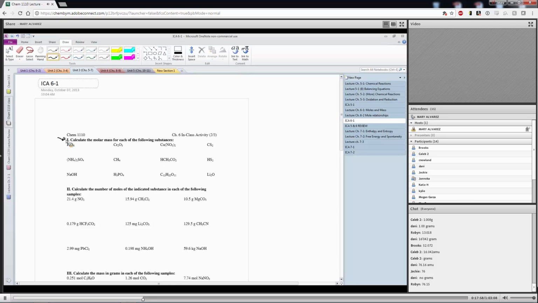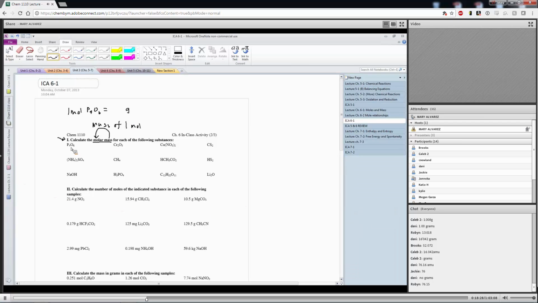Okay. So if we go to our in-class activity sheet, 6.1, the first section is to calculate, we call this the molar mass, or that is the mass of 1 mole, for each of the substances. And you could say 1 mole of P4O6 weighs X number of grams. You calculate this out. I'll do this one with you.